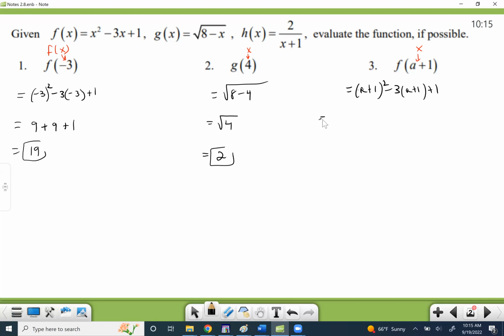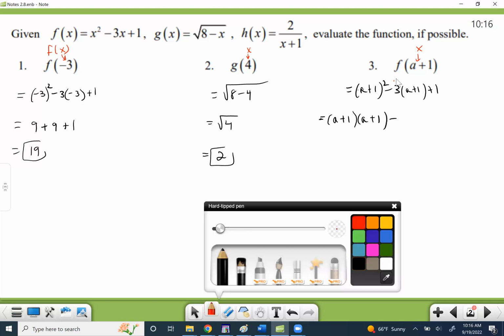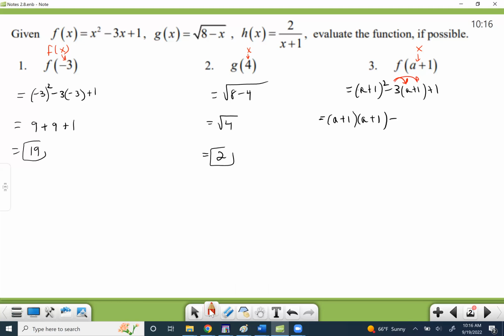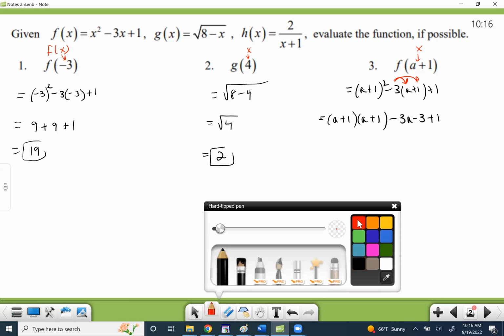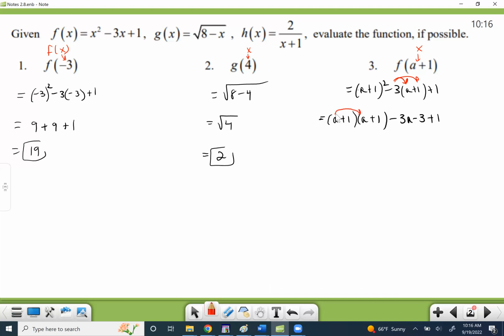We've got to take a plus 1 and multiply it by itself. Then we'll go ahead and distribute the -3 into the parentheses, so we get -3a minus 3. We'll bring the plus 1 along. And now, of course, we're going to be doing our foiling or distributing.